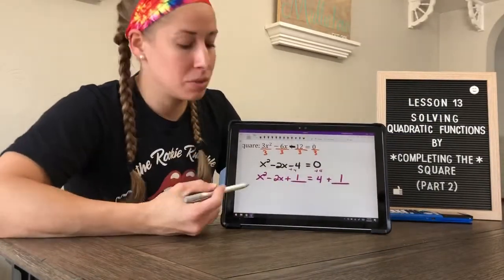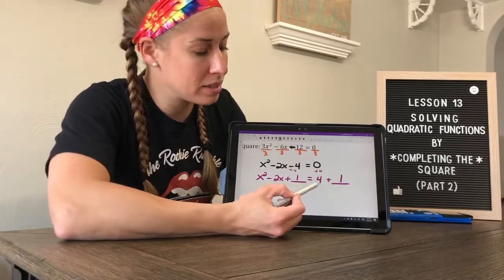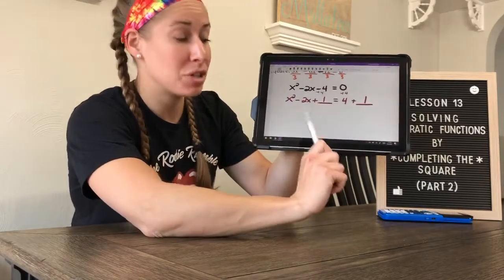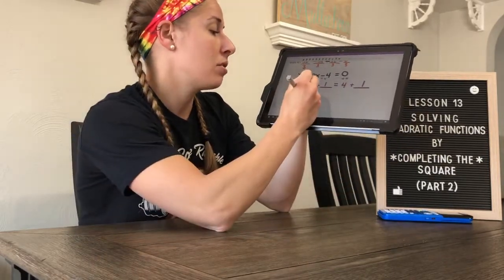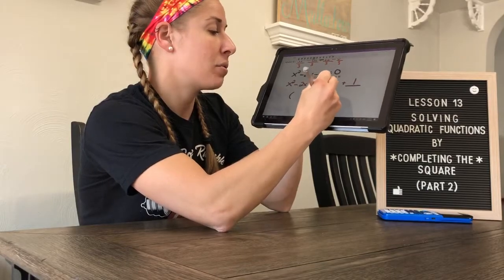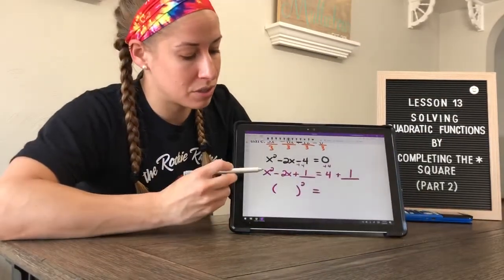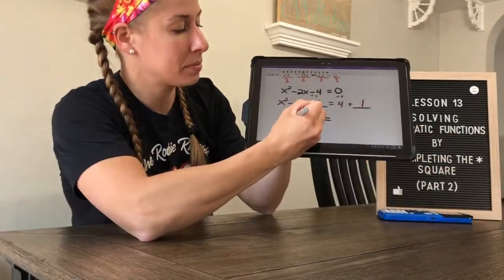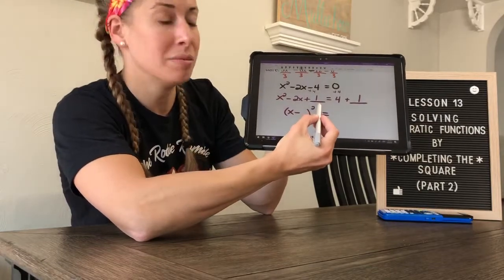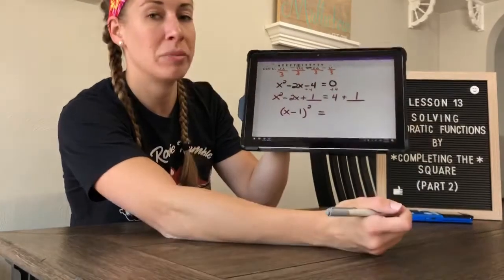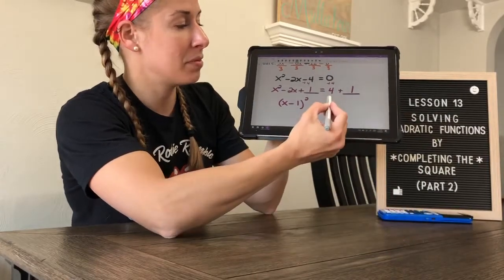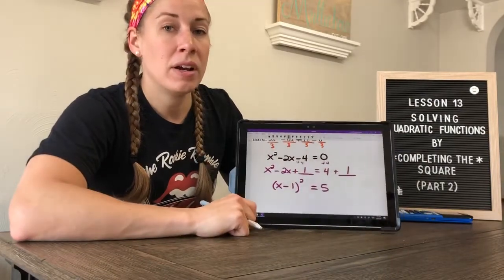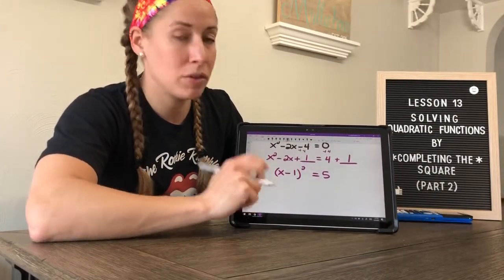All right, the next step was to factor the left side and simplify the right side. The left side factors easily because we just made it a perfect square trinomial. So that factors to one binomial that's squared. If you recall, it's the square root of the first term, the first sign, and then the square root of the last term, or half of the middle term. Either way, it's going to be 1. And then simplify the right side: 4 plus 1 is 5. Now we've just completed the square. The very last step was to solve using the square root method.